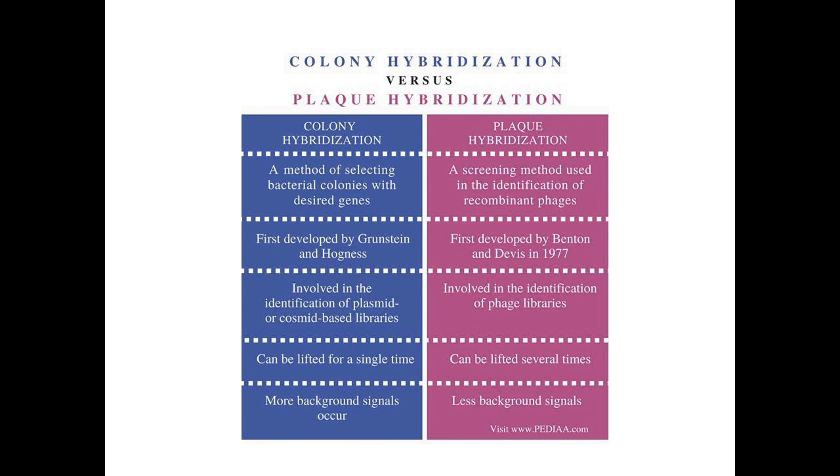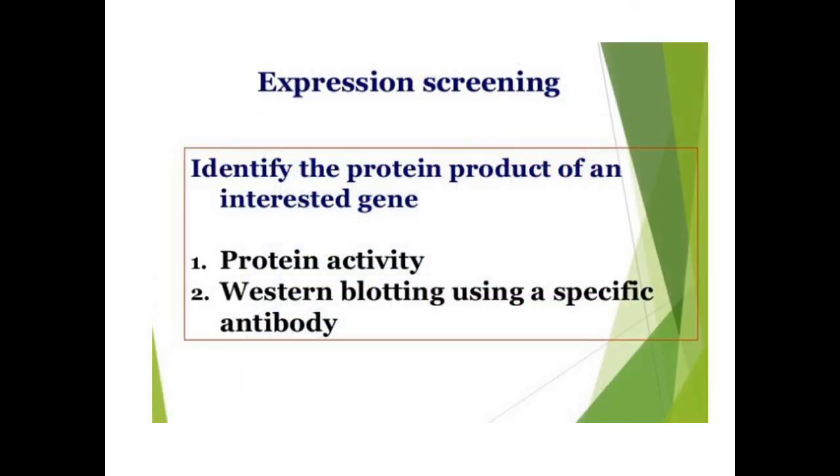In case of colony hybridization, what is involved is identification of plasmid or plasmid based library, whereas for plaque hybridization, the phage DNA libraries are involved. In colony hybridization, we can lift the entire set of clones together, whereas for plaque hybridization, several lifts are required. For colony hybridization, there is more background signal. For plaque hybridization, there is very little background signal.